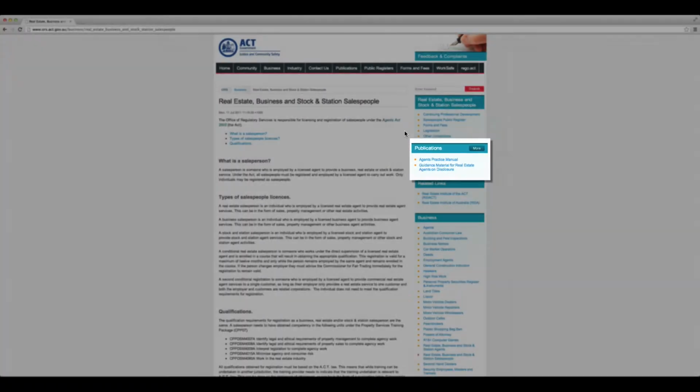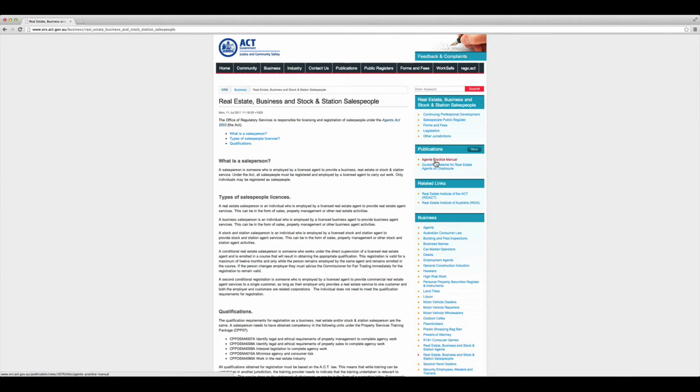Over here on the right hand side is a great set of resources at your disposal. Here we have the Agent's Practice Manual, which is a great text to give you lots of guidance on working in real estate in the ACT, and also some guidance material on issues of disclosure, which of course we referred to previously in the Agents Act.